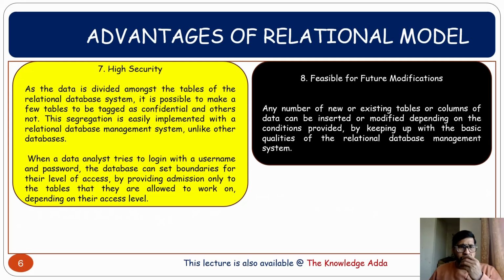As the data is divided amongst the tables of the relational database system, it is possible to tag a few tables as confidential and others not. This segregation is easily implemented with a relational data management system, unlike other databases. When a data analyst tries to log in with a username and password, the database can set boundaries for their level of access by providing admission only to the tables they are allowed to work on, depending on their access level.